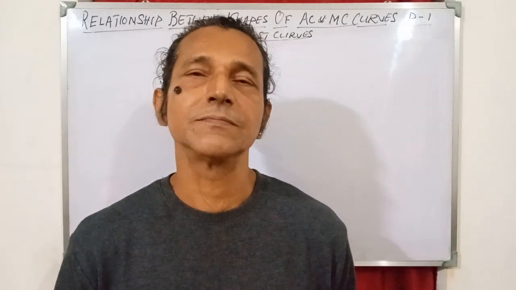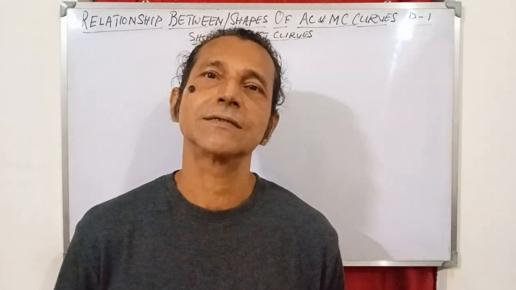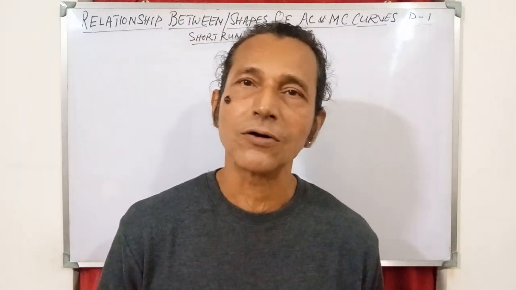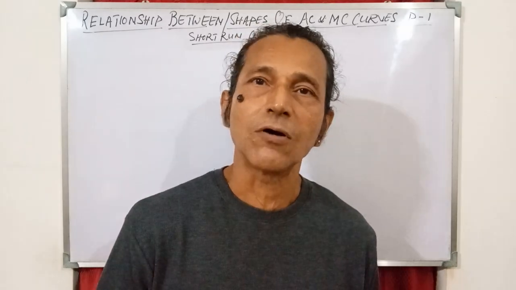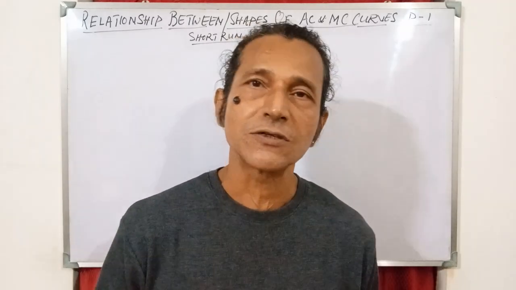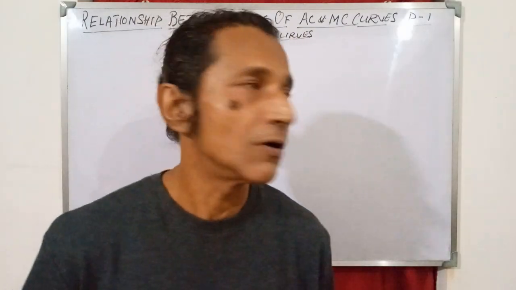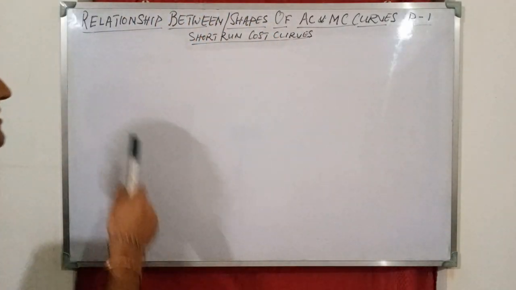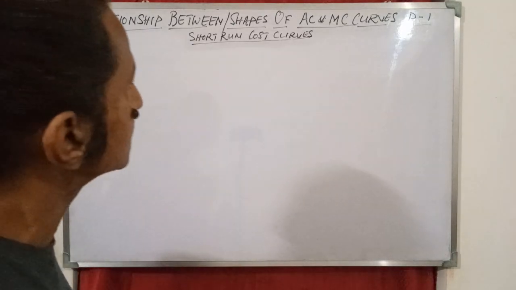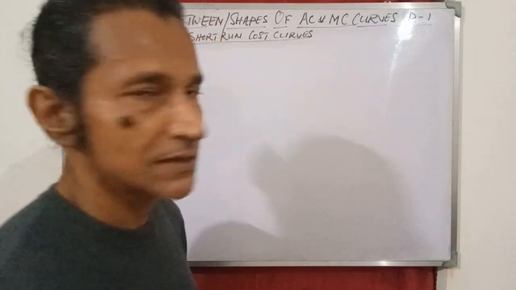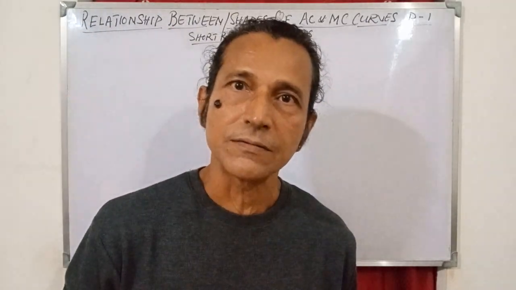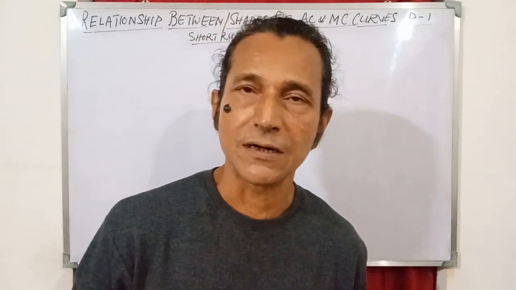In this episode, I will discuss the relationship between the shapes of the short run average cost curve and the short run marginal cost curve. This is part 1 of the relationship between the shapes of average cost curves and marginal cost curves, and in part 1 I will discuss only the short run average cost curve and the short run marginal cost curve.